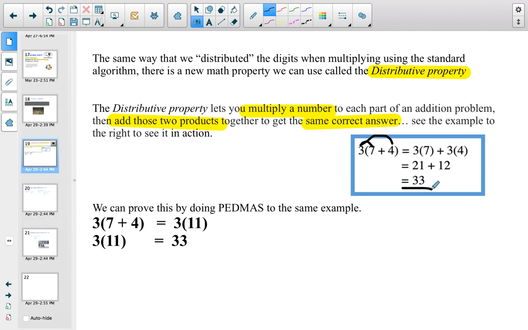And we know this is right because if we look at this same problem and do it how we've always done it before, we'll do PEMDAS. So in the parentheses, we have 7 plus 4. Well, 7 plus 4 is 11. So now we have 3 times 11. 3 times 11 is 33, which if we look here, we got the same answer. So it's just a different way of getting to the same answer.